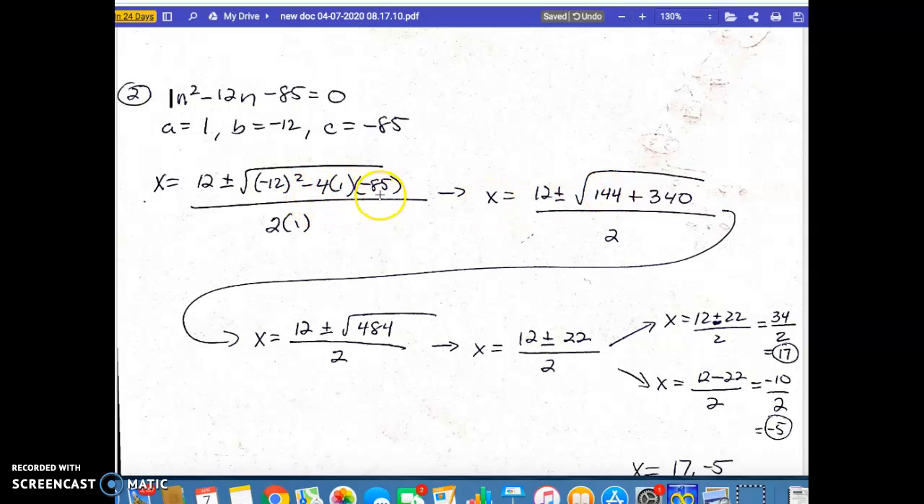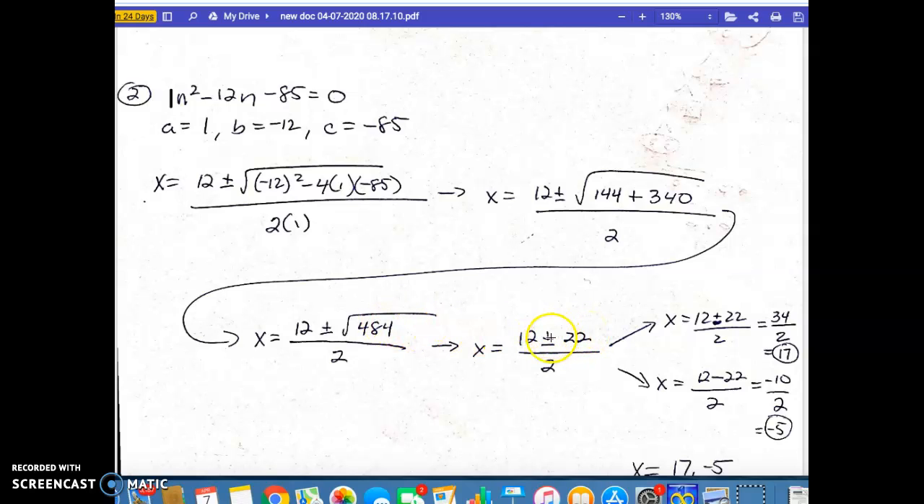Negative 4 times 1 times negative 85 is 340 positive. And add those together, you're going to get 484. Right? Everything else comes along for the ride. The B in front, the 2A in the bottom. I simplify the 2A, it's pretty easy. But then inside this 484, again, do that radical on your calculator, and you'll get 22.